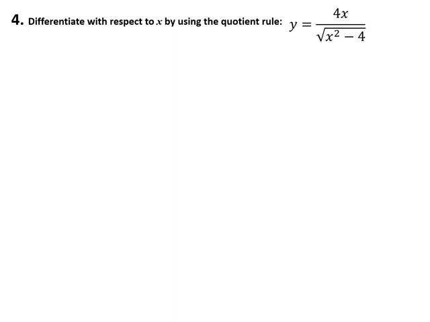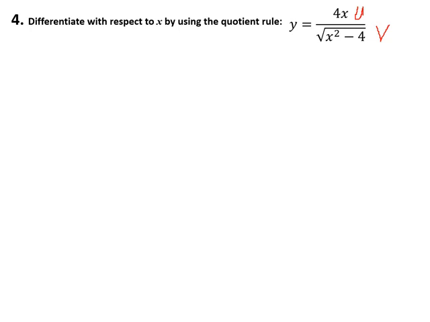Now we go to the quotient rule. Remember, we said that we use the quotient rule when we can identify fractions, right? One function will be a numerator and another one a denominator. So in this case, you will see that we are having the function 4x is our numerator, and the function square root of x squared minus 4 is our denominator. So we can use the quotient rule in this case.